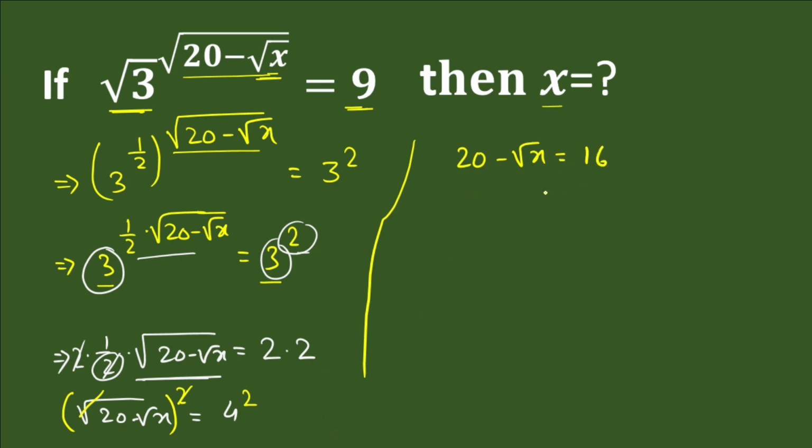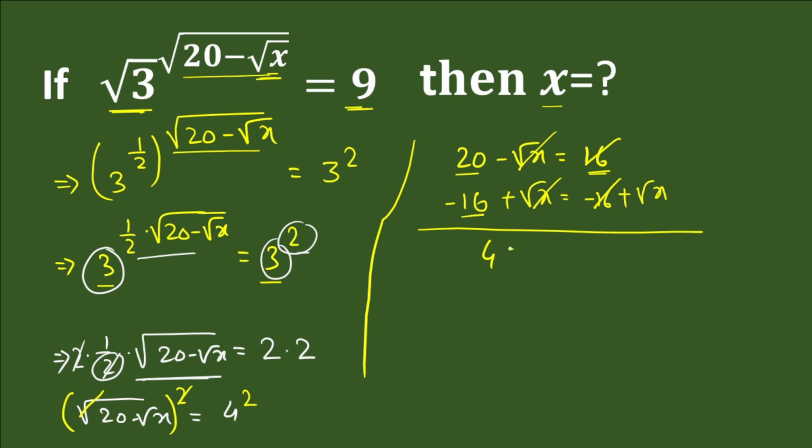Now for solving this expression we'll add square root x in the left hand side, so we'll add square root x in the right hand side also. Now from here we'll eliminate 16, so we'll subtract 16 in the left hand side, right? Now we'll add this expression. Here we can cancel negative square root x and positive square root x, and 16 and negative 16 cancel. In the left hand side it is 20 minus 16 is 4, that is equal to, in the right hand side, we are left with square root x.